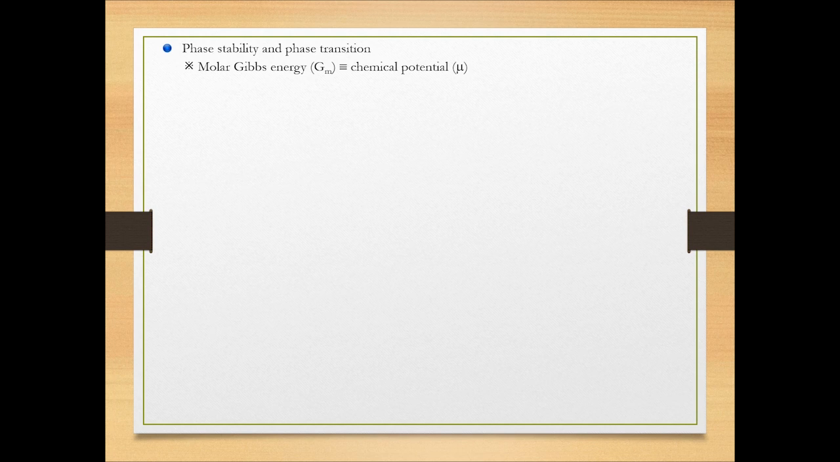It is important to note that matter under any given set of physical conditions naturally tends to move toward a state where its chemical potential is minimized. This principle governs the stability of phases and the direction of phase transitions in a system. Furthermore, chemical potential serves as an important measure of a substance's potential to undergo chemical or physical changes. This makes it a crucial parameter in understanding and predicting the behavior of materials under varying conditions.